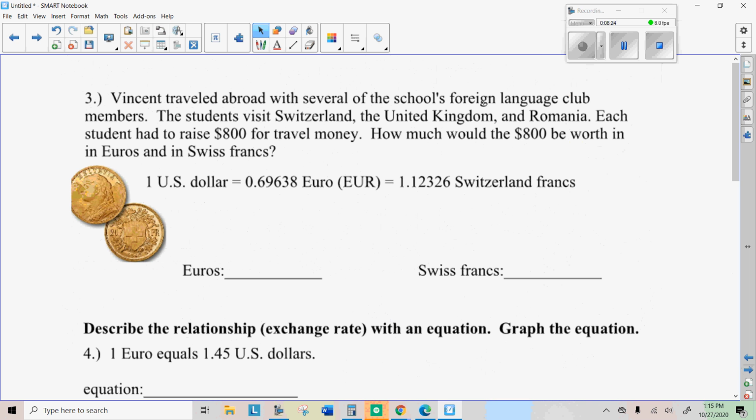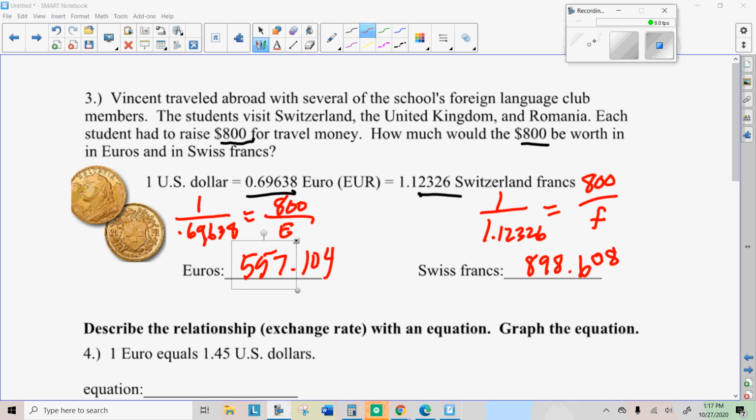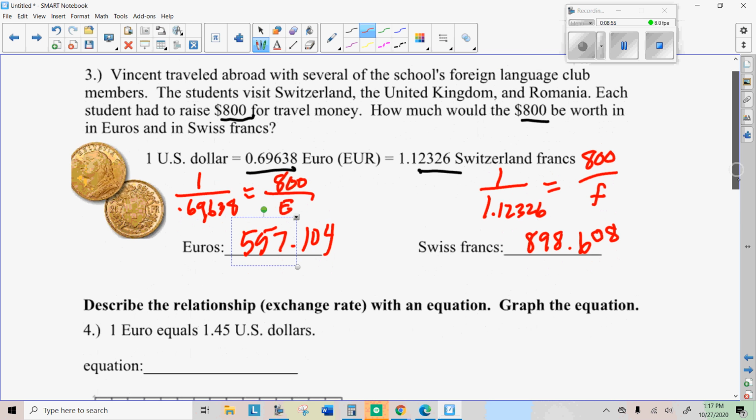Vincent traveled abroad with several of his school's foreign language club members. The students visit Switzerland, the United Kingdom, Romania. Each student had to raise $800 for travel money. How much would the $800 be worth in euros and in Swiss francs? All right, I did a couple problems like this. Use those two ratios to help you figure it out. Check back, see if you got the answers right. All right, here's the answers I got. I hope yours agree.